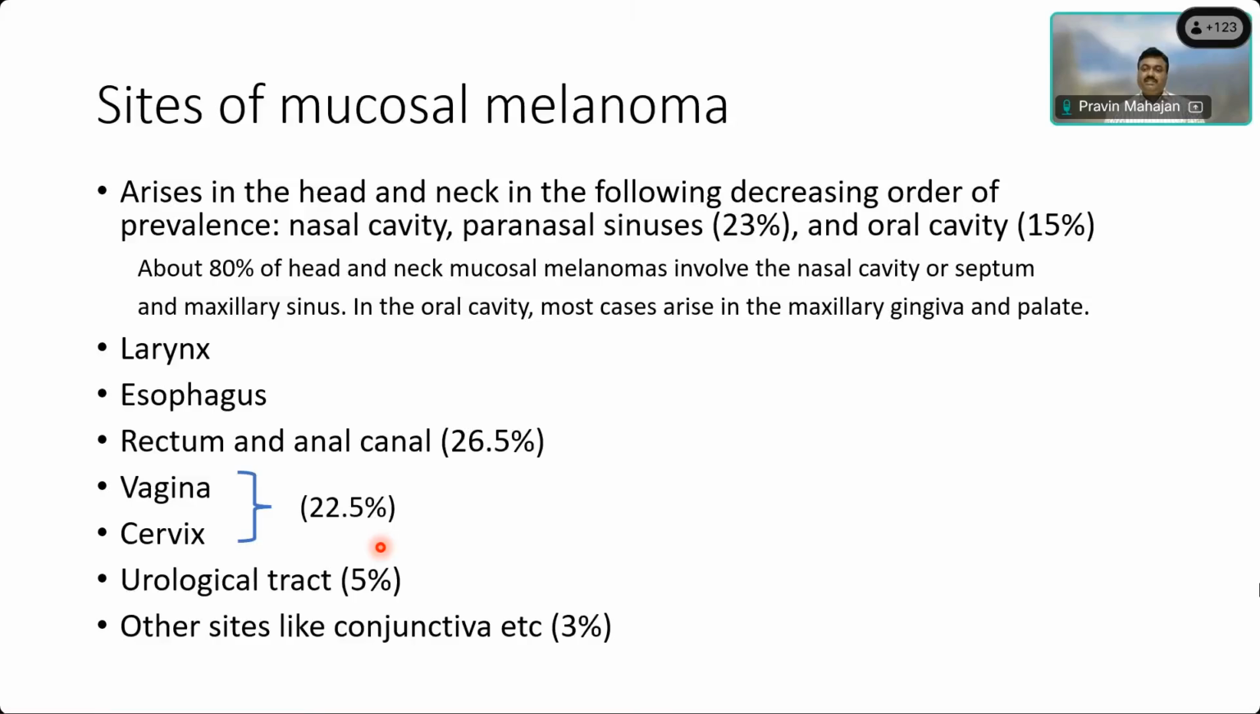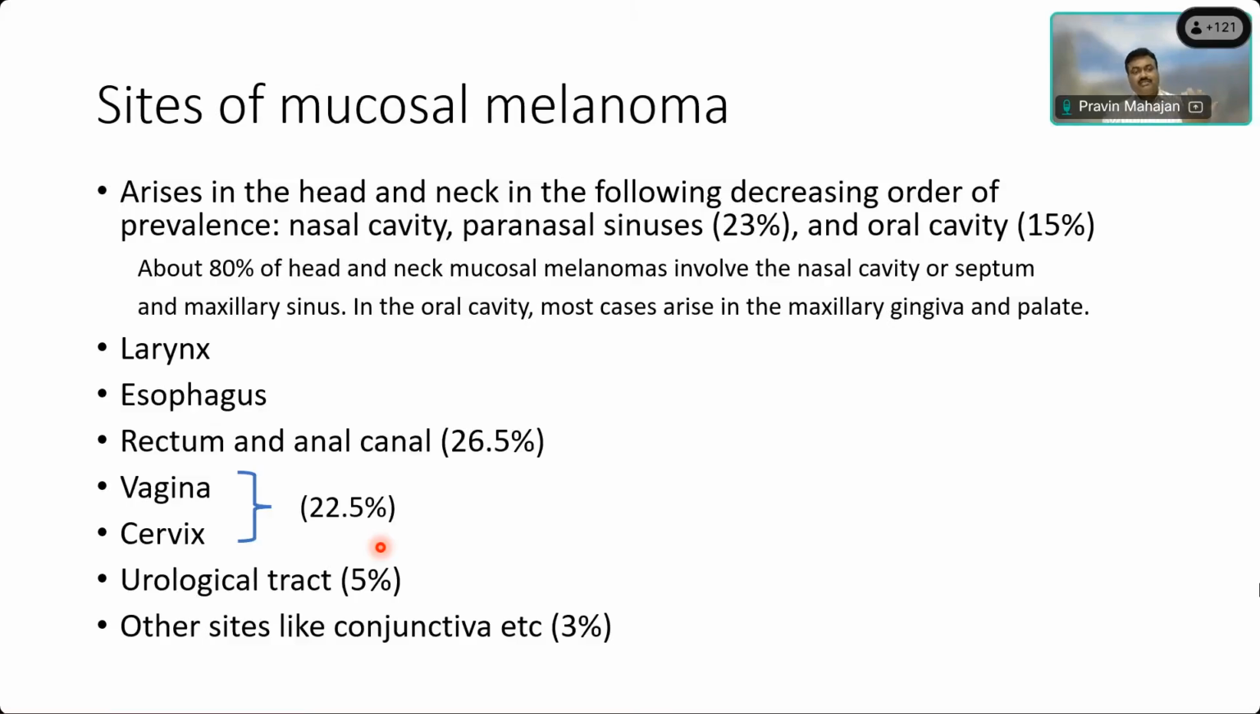Of all the mucosal sites, 23% of the melanomas will occur in the nasal cavity and paranasal sinus. 50% of them occur in the oral cavity, that means buccal mucosa, tongue, or lip, that kind of thing. And if you take only head and neck, then 80% of head and neck mucosal melanomas involve the nasal septum, nasal cavity, or maxillary sinus. Interestingly, in the oral cavity, melanomas usually occur in the maxillary gingiva or palate, not usually in the mandibular gingiva, lips or floor of mouth.